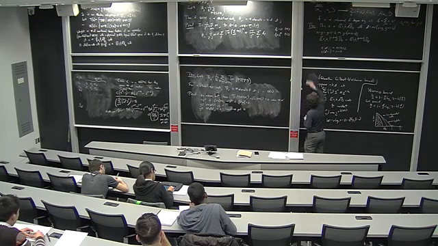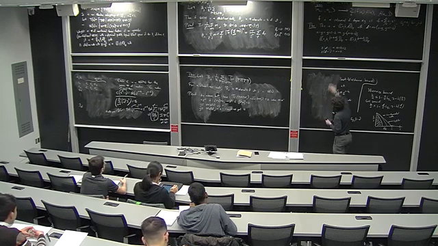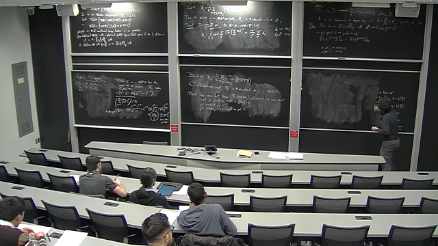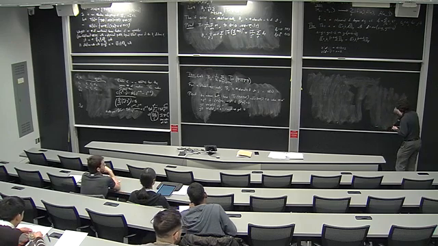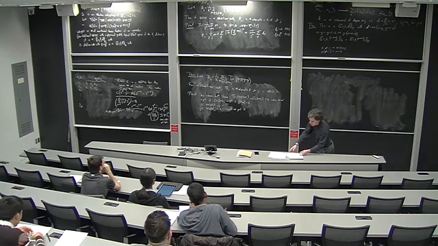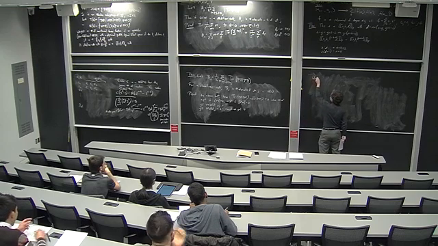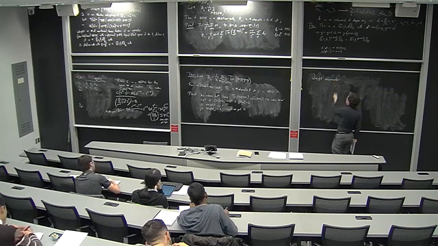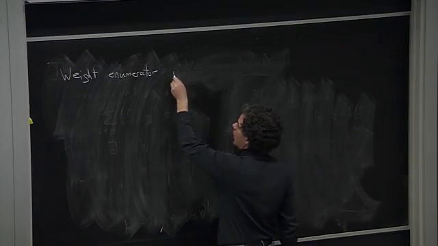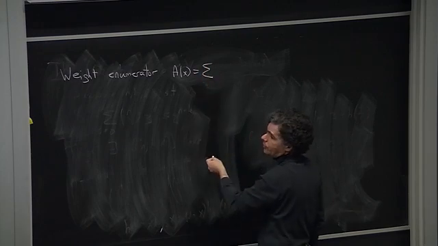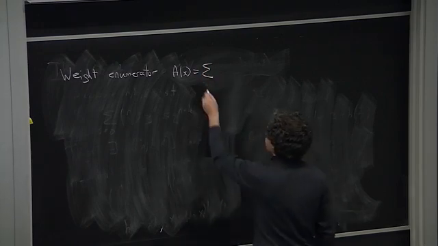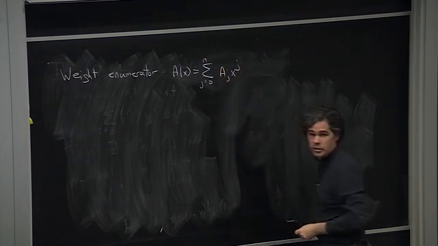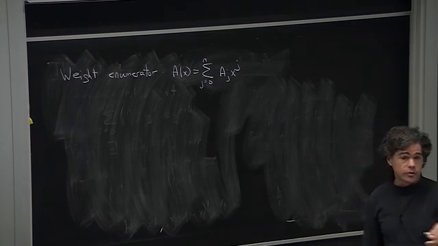Okay, and so then, using these things, we can define these weight enumerators and what's called the dual weight enumerator. So the weight enumerator is a polynomial A of x, which is equal to the sum from j equals 0 to n. So you're summing over all the possible weights of A_j x to the j. So this polynomial kind of encodes the weight distribution of the stabilizer.